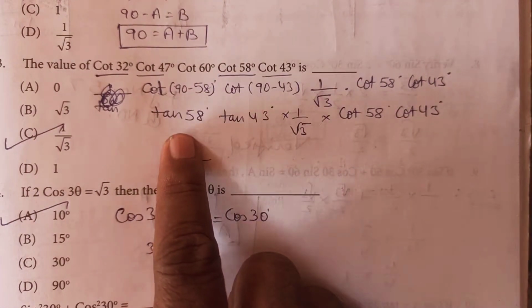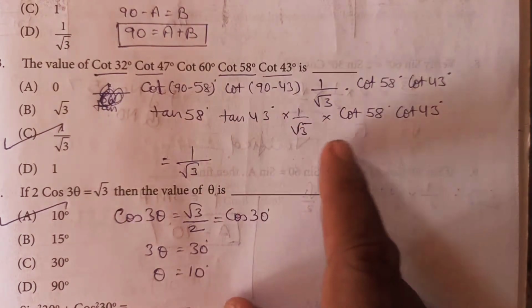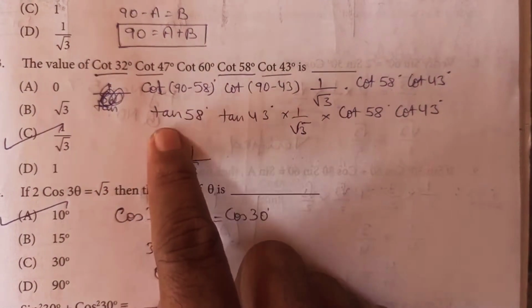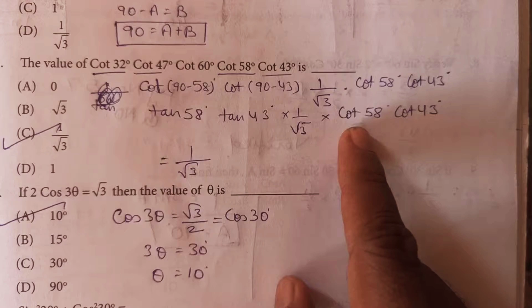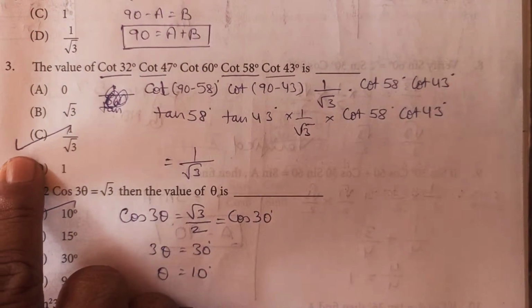So cot becomes tan. This also becomes tan. So 1 by root 3. So we can cancel cot and tan. They are inverse of each other. So we are left with 1 by root 3. Hence it is.